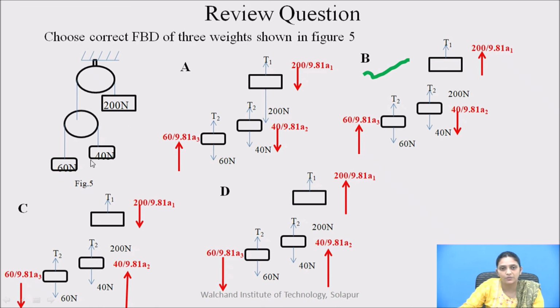So this is the direction of motion. Against it, MA will act in the opposite direction. So the MA force for the 60 Newton block will act in upward direction and the MA force for the 40 Newton block will act in downward direction. So option B is the correct free body diagram set for this given numerical.